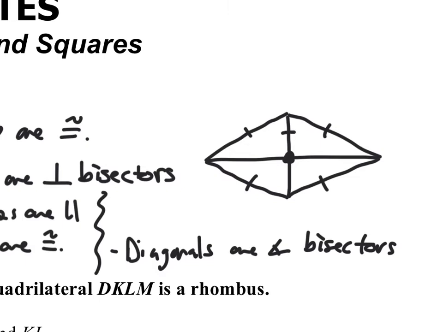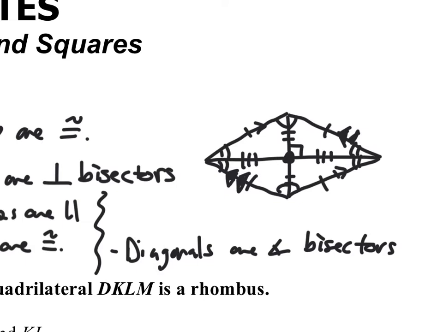I also know that these segments are congruent and that these segments are congruent, and this forms a right angle here, okay? I also know that these angles are congruent here and here, and then these angles are congruent as well, okay? So we could also go in here and say that these are parallel, and that these are parallel as well. So however you want to do it. But that's what a rhombus is, okay?